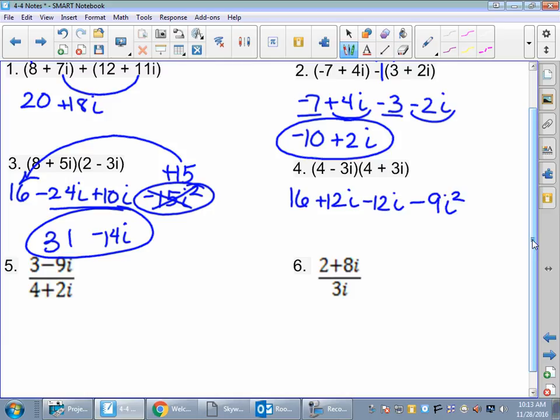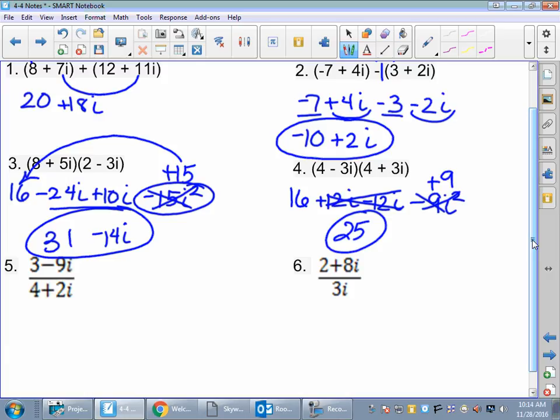The positive and negative 12i's cancel out. And the negative 9i squared turns into a positive 9. So these two complex numbers simplify into a real number. There is no imaginary part.